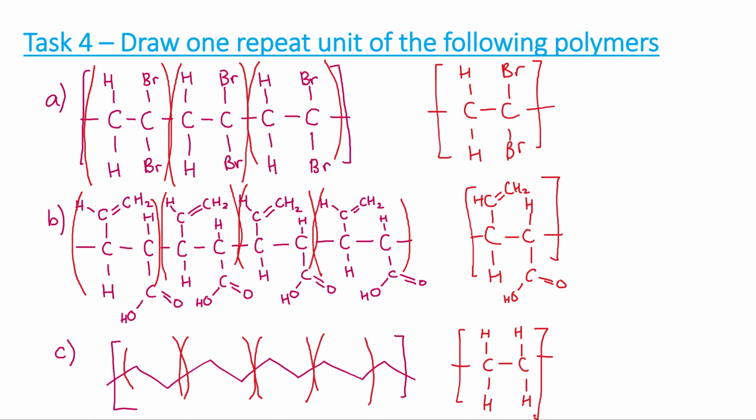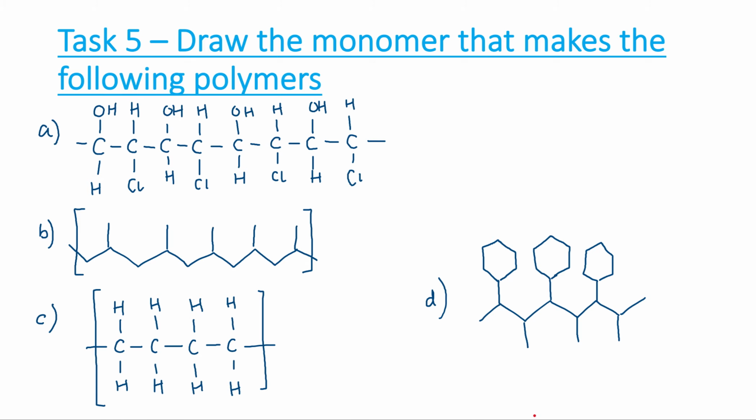Okay, and the last task was to draw the monomers that make the following polymers. So again, what you need to do is identify a repeat unit and then go back and draw the alkene that made that repeat unit. So this one over here, again, remember just 2 carbons in the backbone that belong to one repeat unit, like so. So that's one repeat unit. And if I were to draw the monomer that made that, I'm just going to do it up here. So I just add all the groups in.